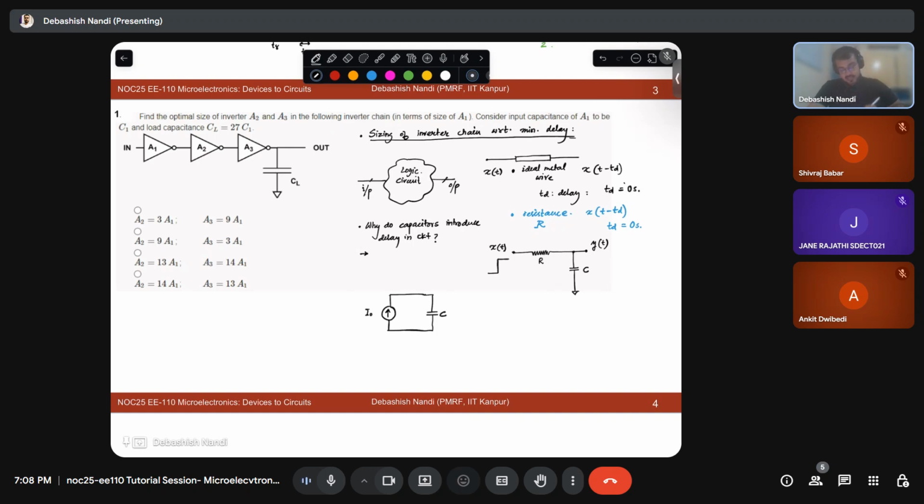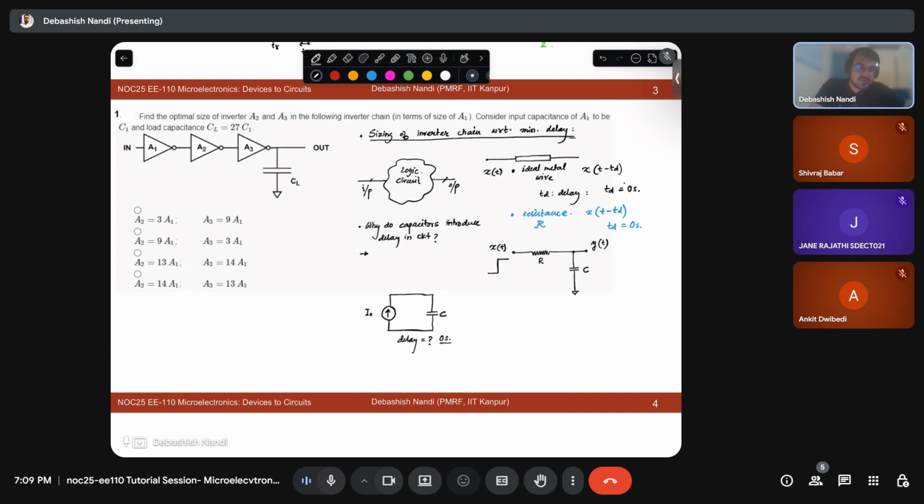What is the delay of this circuit? If I have only a single capacitor, what will be the delay? Is there any resistance, or is there no resistance? Sir, in this case, I think 0.69 into C. No, the delay is still 0, right?